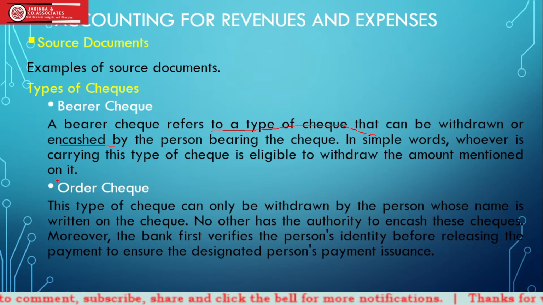And then we also have order check. An order check here means a type of check that can only be withdrawn by the person whose name is written on that check. No other person has the authority to encash these checks. Moreover, the bank first verifies the person's identity before releasing the check payment to ensure the designated person's payment issuance. So that's a simple explanation of order check.